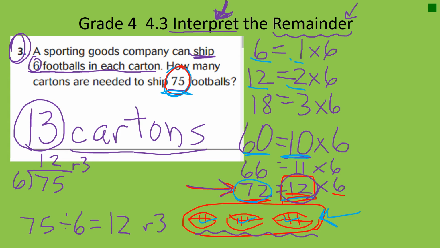And when we thought about it, we were like, well, wait a second, just get another carton. So even though the quotient is 12, we needed to add another carton. Even though we needed 12 cartons for a nice multiple of 6, we still had 3 left. All right.